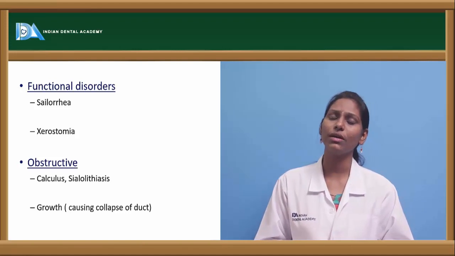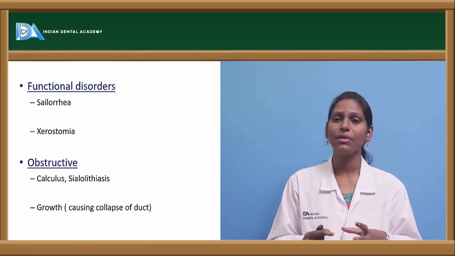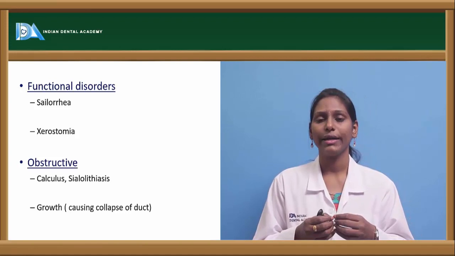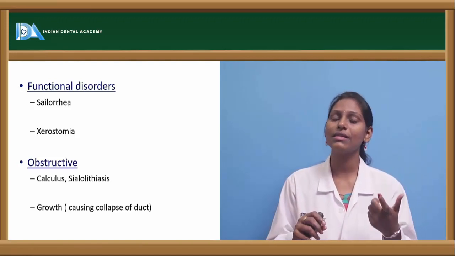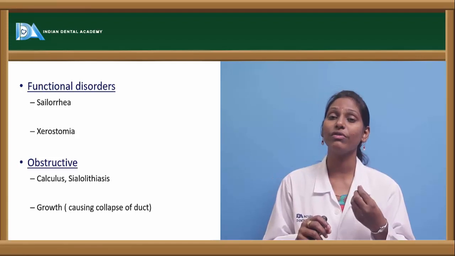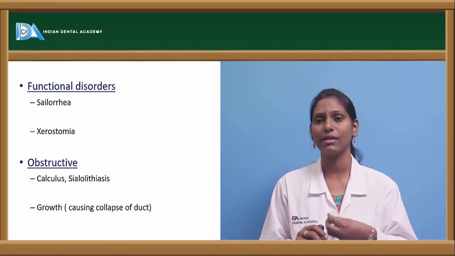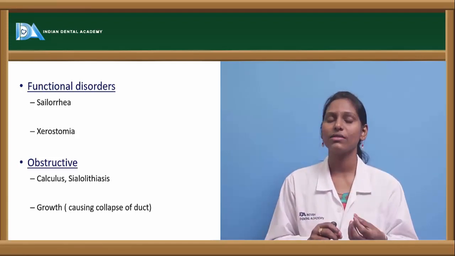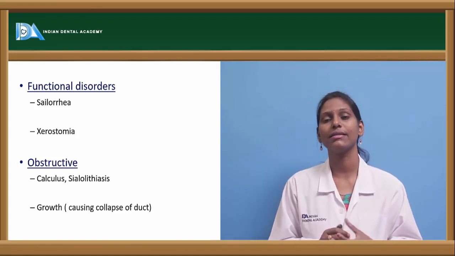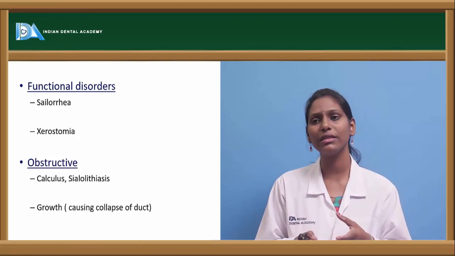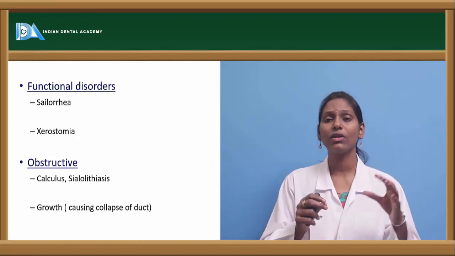Obstructive disorders means there can be some obstruction along the duct or within your salivary gland. This obstruction can be because of a calculi. Calculi is nothing but some stone. So salivary stone or salivary calculi is also called sialolithiasis. What does this sialolith do? This sialolith will cause obstruction.